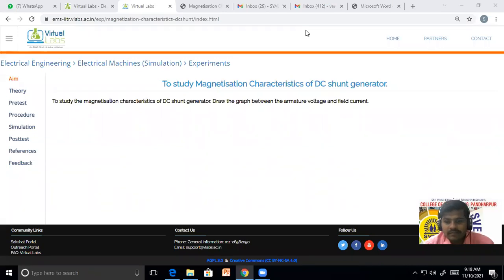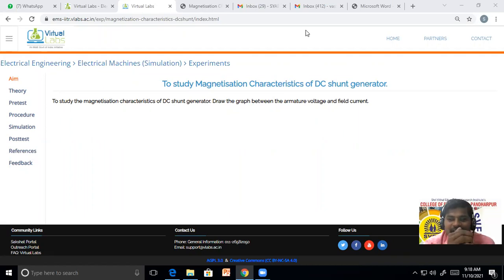In the previous practical, we discussed the first practical, that is the determination of magnetization characteristics of a DC generator by physically running the motor generator set. We did the construction and saw some introduction regarding how the graph can be plotted. Now today we will discuss this same practical.